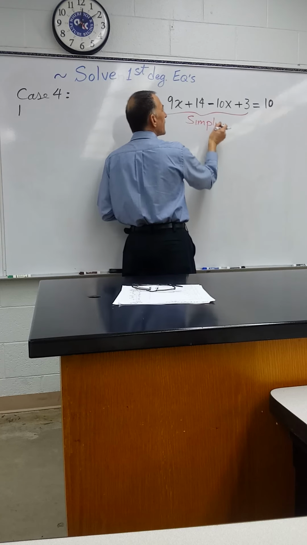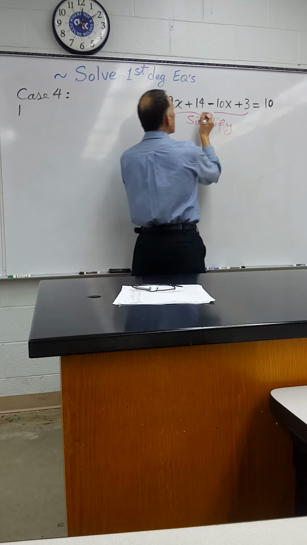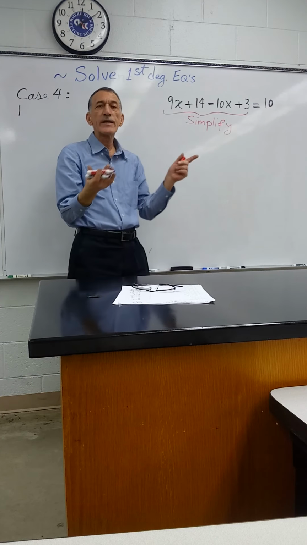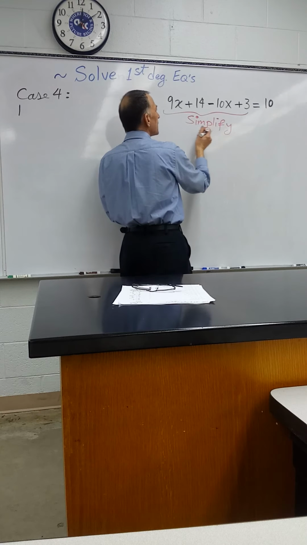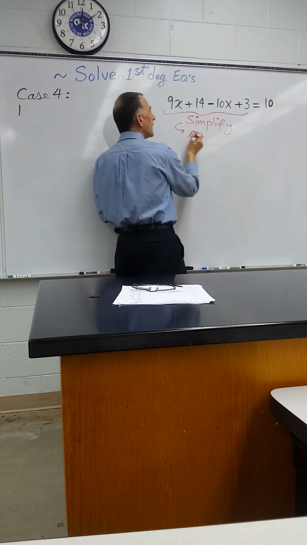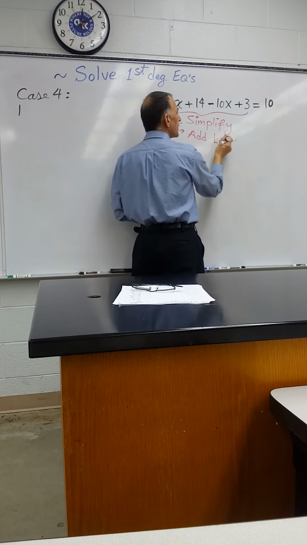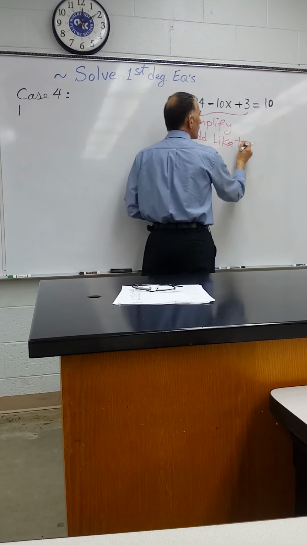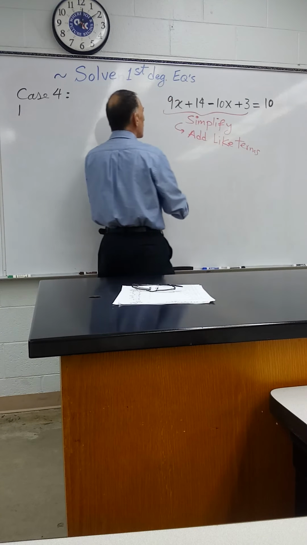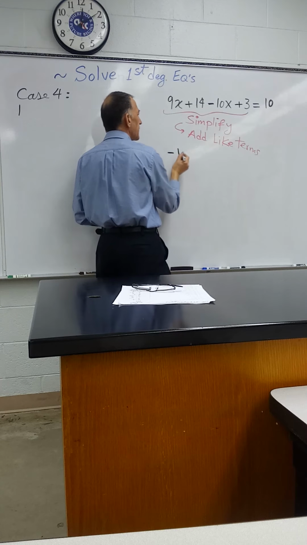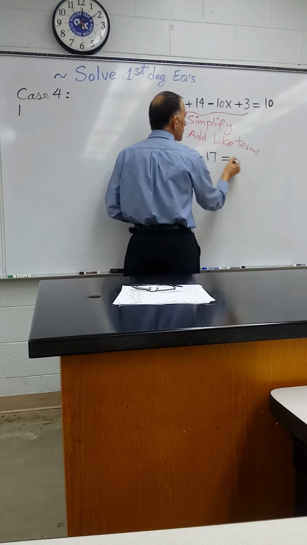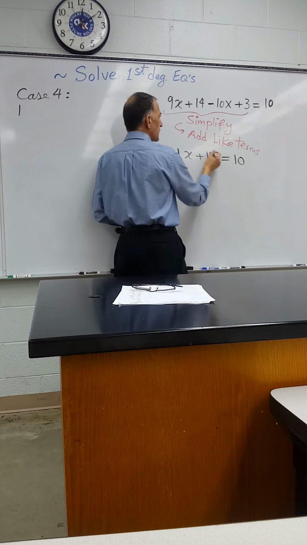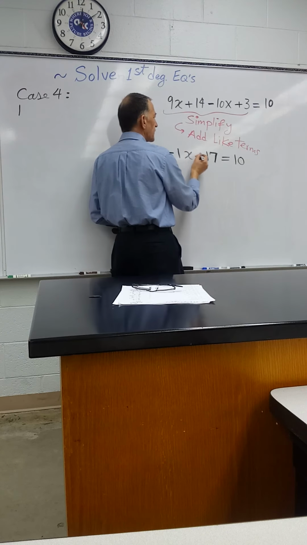And when you simplify on this side, you've got like terms, more than one x, more than one unknown. So we simplify, reduce, and simplify means add like terms. When you add like terms, you're going to end up with negative 1x plus 17 equal to 10. So there it is after simplification.